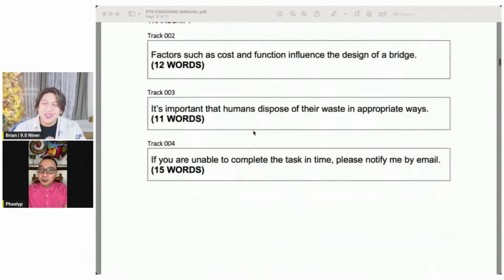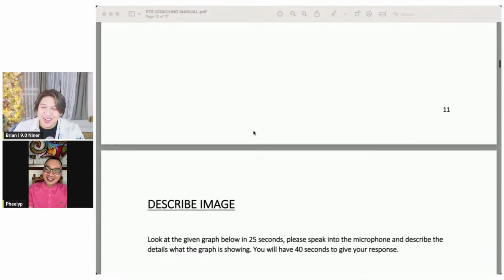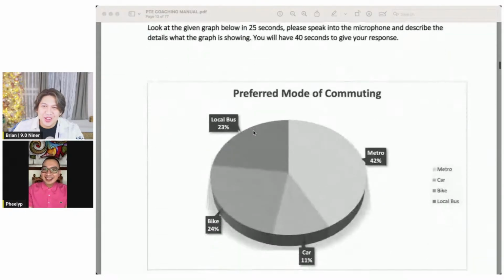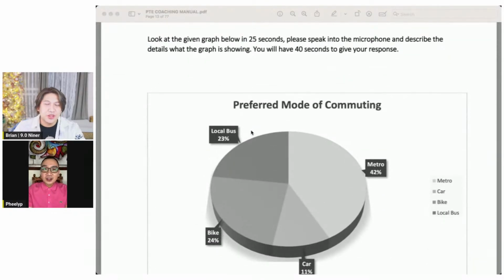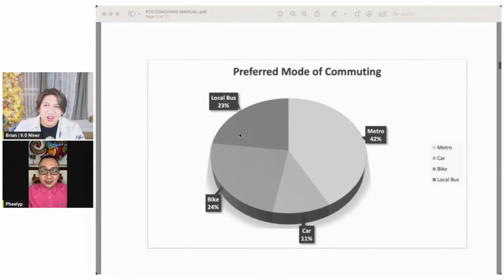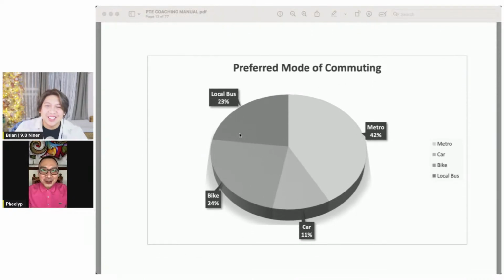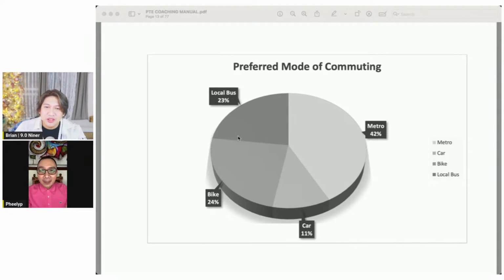And we're going to discuss this later, but let's just jump right into describe image. You have 25 seconds for this. Oh dear, I can't read it. Okay, let me zoom in. I'm just going to recite probably all of the variables.